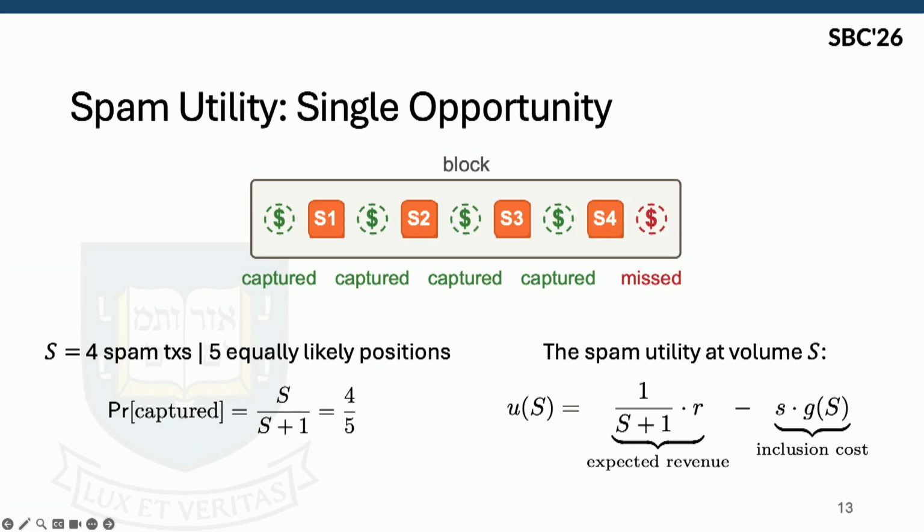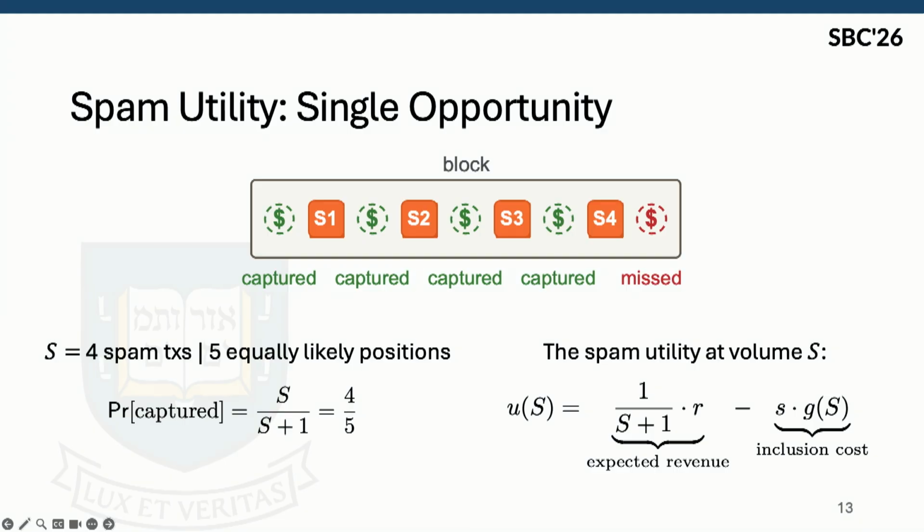So with a single opportunity, as I use this illustration here, let's assume there's a single opportunity and 4 spam transactions. So what will be the utility of each spam transaction? Since everything is randomly ordered, there are 4 spam transactions and 5 equally likely positions where the opportunity may lie. So the probability that this opportunity is captured by at least one of these spam transactions is 4 over 5, which is S over S plus 1.